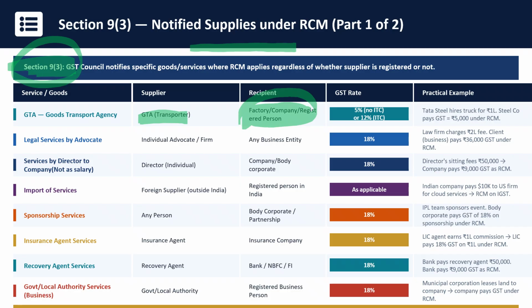And then legal services by an advocate. The supplier should be a firm or company, any business entity. If it is a non-business entity, that is exempt under GST. There is a separate GST concept under RCM.